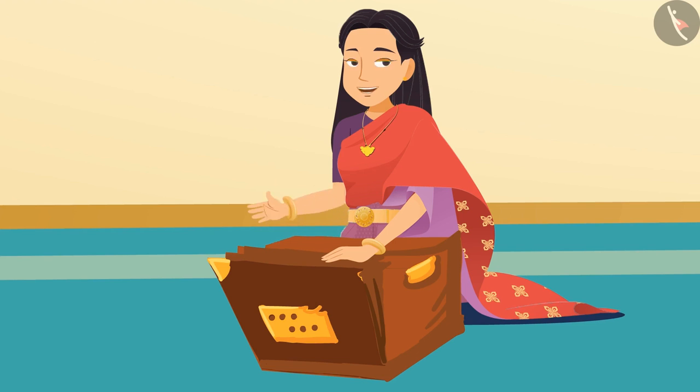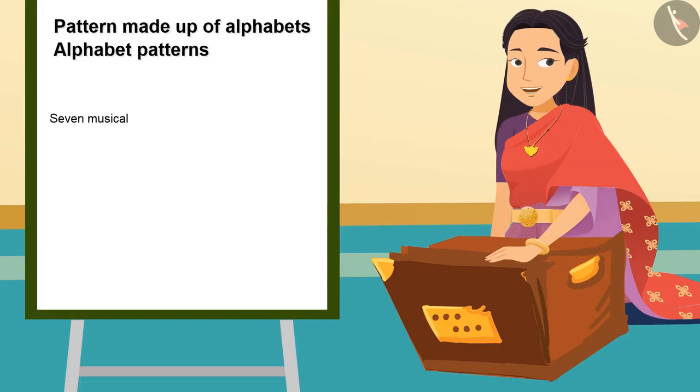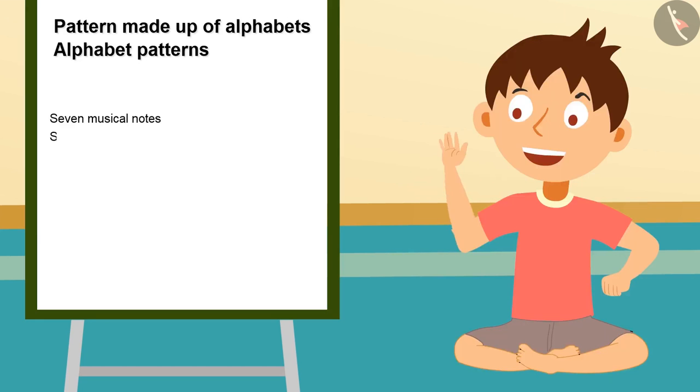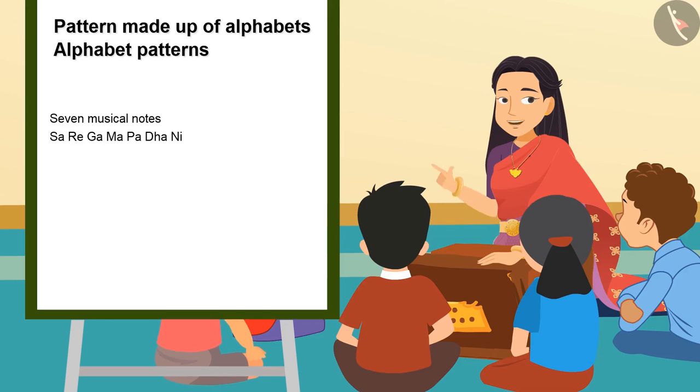Well, you all know about the seven musical notes, right? Yes. Sa Re Ga Ma Pa Dha Ni. These musical notes are also made up of alphabets. Come, let's make some patterns using musical notes today.